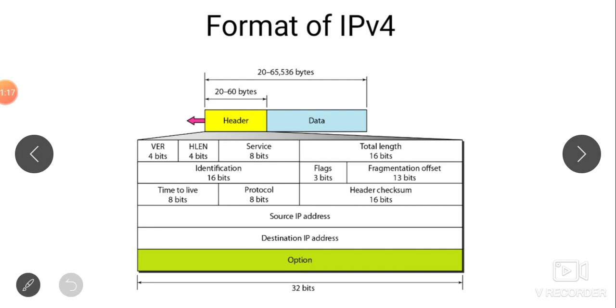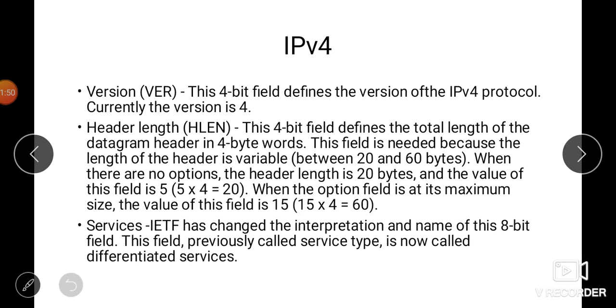So the first field we have is version, which is 4 bits, then header length 4 bits, service 8 bits, total length 16 bits, identification 16 bits, flags 3 bits, fragmentation offset 13 bits, time to live 8 bits, protocol 8 bits, and header checksum 16 bits. Then we have source IP address, destination IP address, and then options. Here we have 32-bit addresses, source and destination both. So we will see the fields one by one.